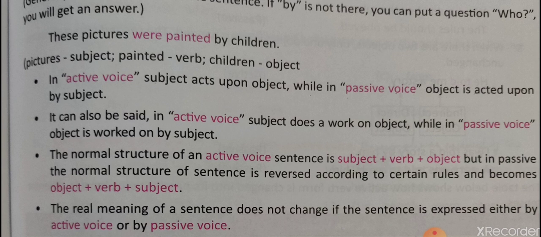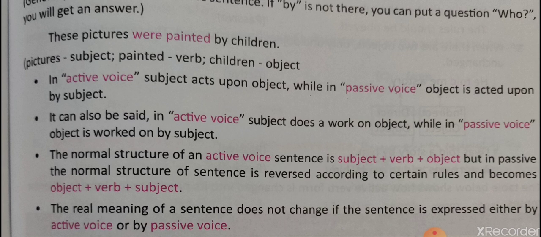In passive voice, the object is acted upon by the subject. Alright. It can also be said: in active voice, the subject does a work on the object, while in passive voice, the object is worked on by the subject. This is the same thing only, but they have shuffled the words here and there, but it has the same meaning.